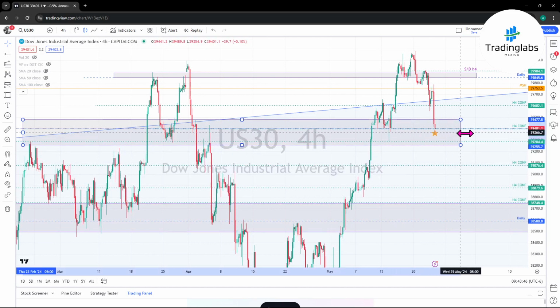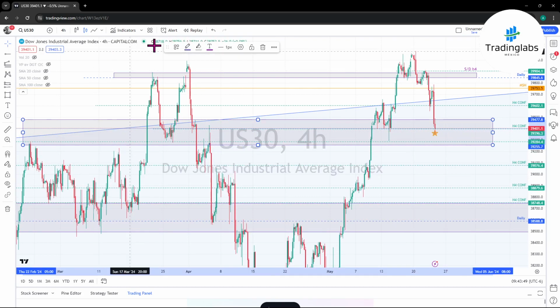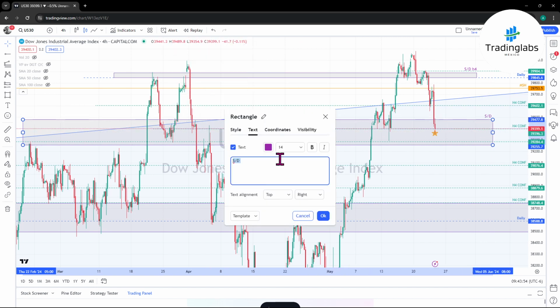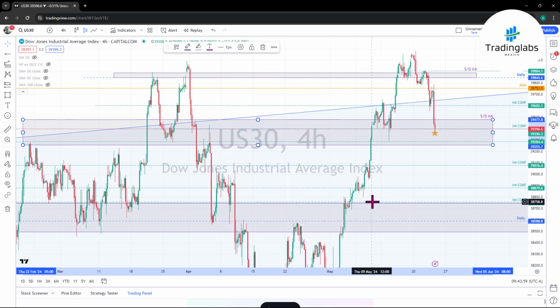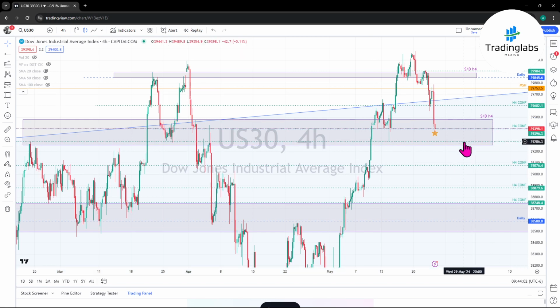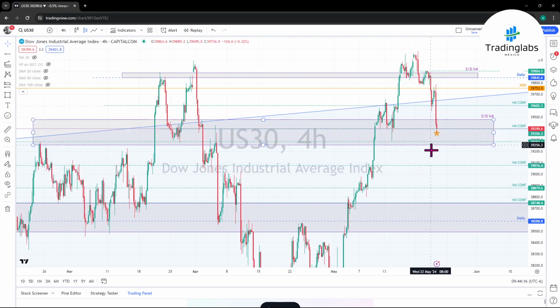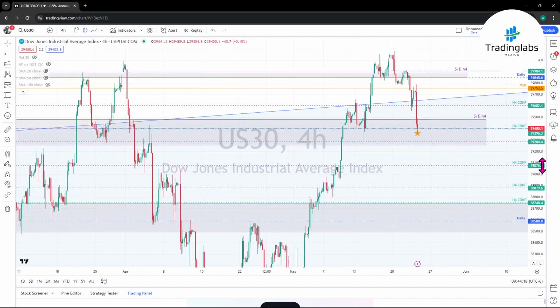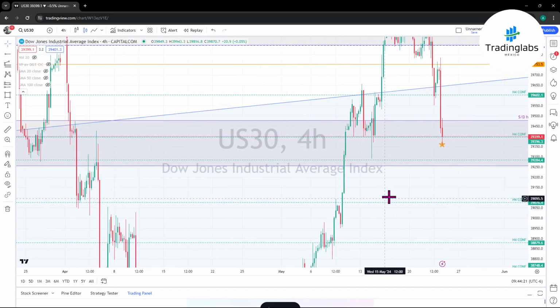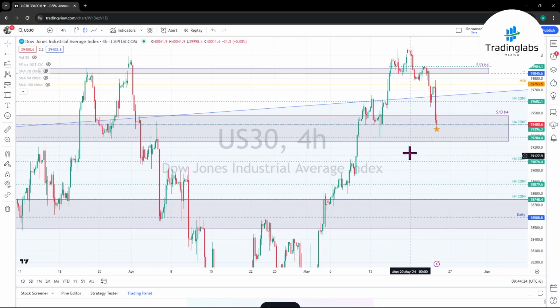It makes sense? Okay. H4. So what I'm waiting for here is, I know that the price went down from this supply zone, and now we are in this demand zone, right? Potentially, I can look for a long, right? But I'm not doing it.